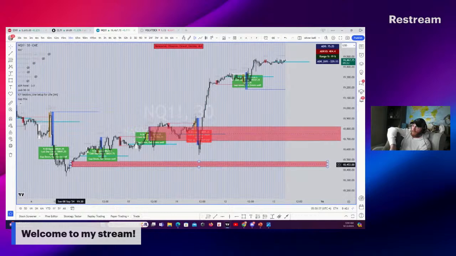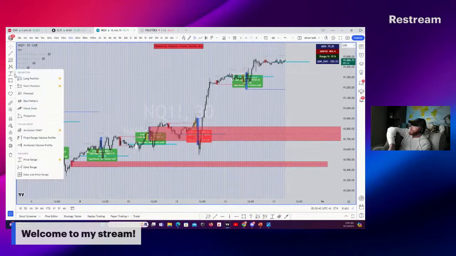Where can I find that measuring tool with the arrow you're using? Oh yeah, if you go on your TradingView chart and click on the one that has long position, short position, forecast, bar patterns, ghost feed.